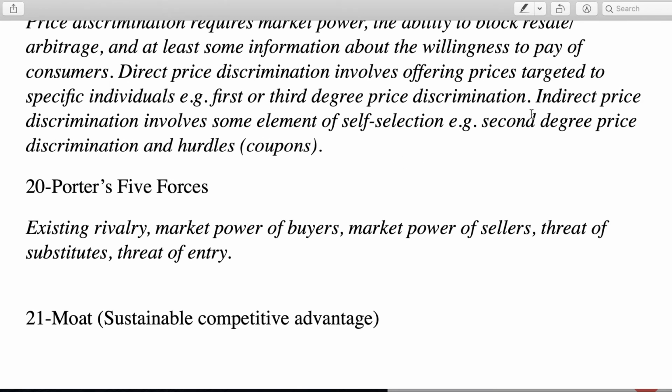Indirect price discrimination involves some element of self-selection. So it'd be second degree price discrimination or some type of hurdle. An example of second degree price discrimination: if you go to zoom.us, so think of Zoom for video conferencing, they offer several different plans and you can opt into whichever of the 4 versions you'd like. I think there are 3 where you actually pay, and then there's the free version for 40-minute meetings. And basically the idea is that at these different prices, people are going to self-select into whichever package is optimal for them.